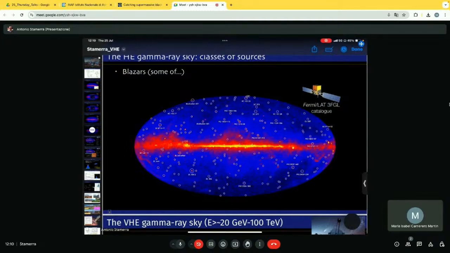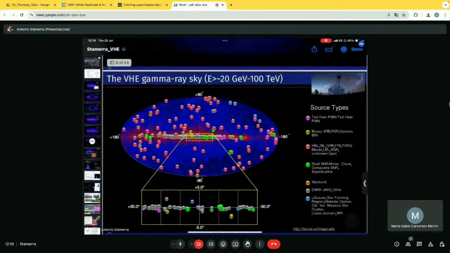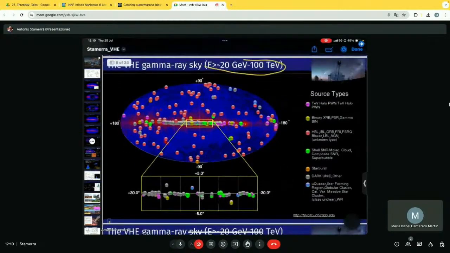Now, if we go to higher energies, from 20 GeV up to 100 GeV, this is the sky that we see. To detect these sources, we use Cherenkov telescopes, which I will describe shortly. And you see the number of sources is quite limited.